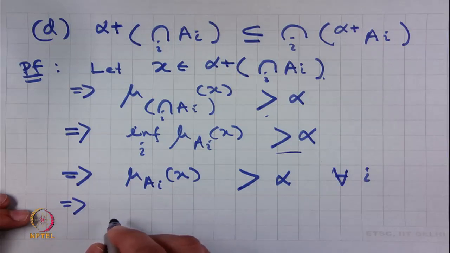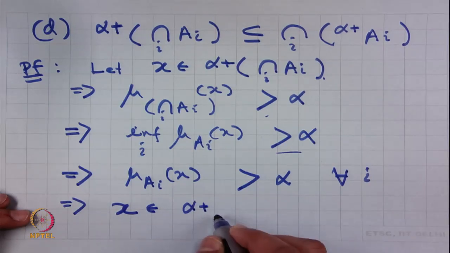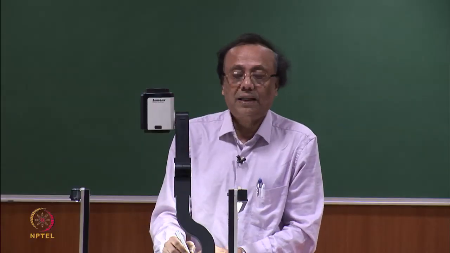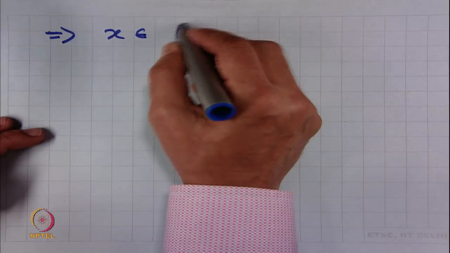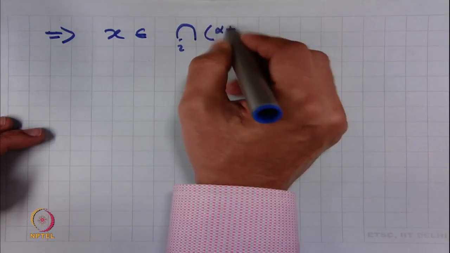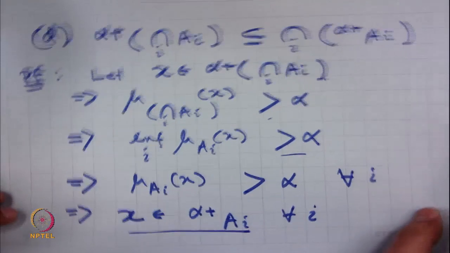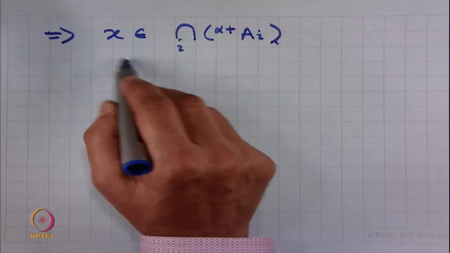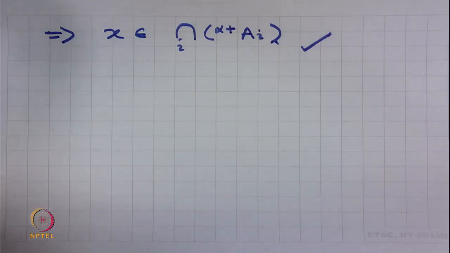Implies x belongs to alpha plus cut of A I for all I. Since x belongs to alpha plus cut of all A I, this implies that x belongs to intersection over I of alpha plus cut of A I. Therefore, we assume this and we prove that x belongs to this. Now, let us look at the other way around.